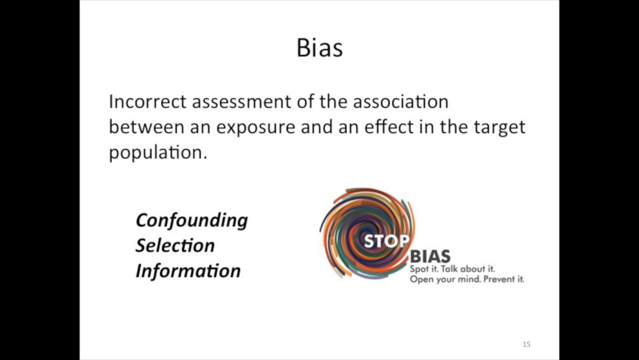Bias can be defined as the incorrect assessment of the association between an exposure and an effect in the target population. It may be divided into the 3 main groups: confounding, selection bias, and information bias. However, in real life, several variants and overlapping between these concepts may occur. These biases lead to erroneous results from our statistical analysis and should always be detected and avoided, and always discussed in the scientific article.